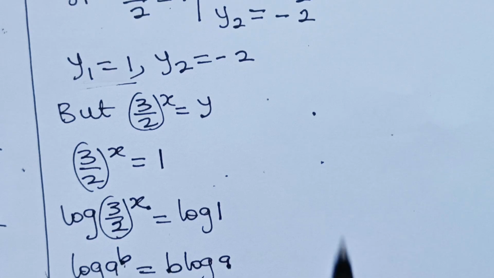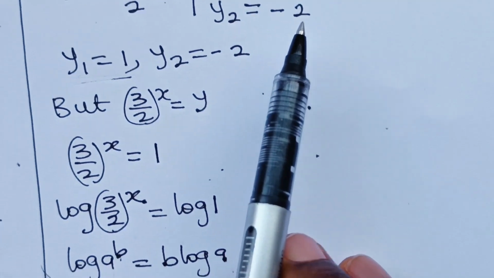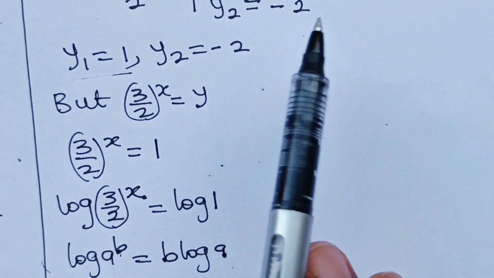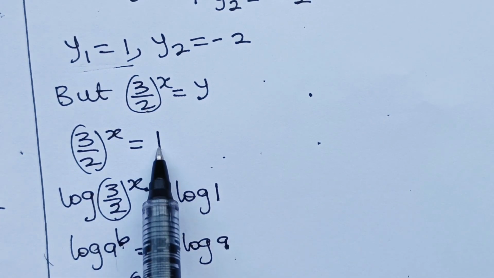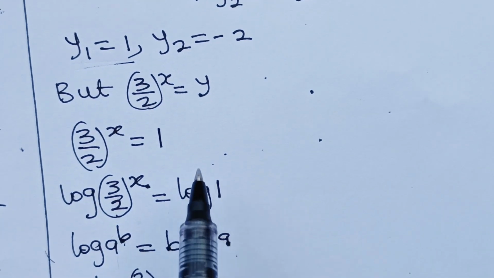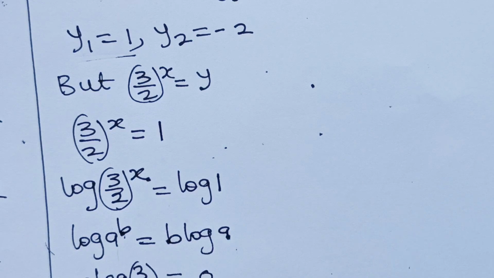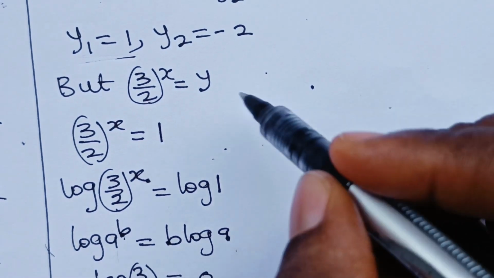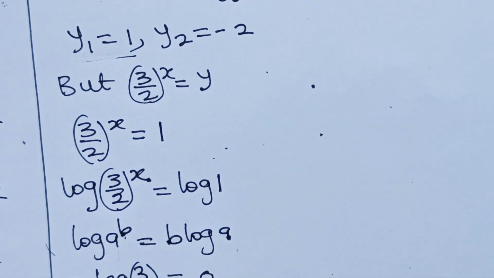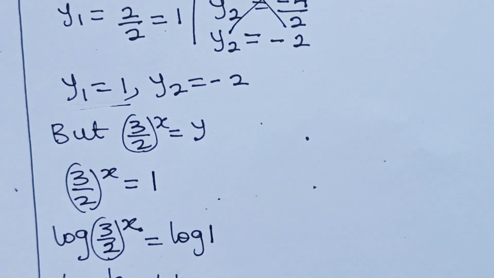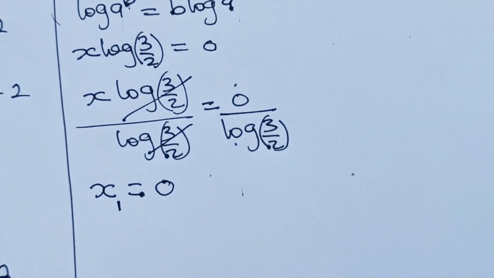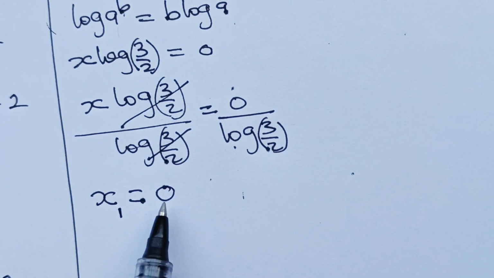Now the second value of our y is minus 2, but I want you to look very well. If we say 3 over 2 to the power of x is equal to minus 2, and you type log of minus 2, you are going to get undefined. That means you cannot find the log of a negative number, and for that reason, this one will not be used. So the only answer we have for our x is 0.